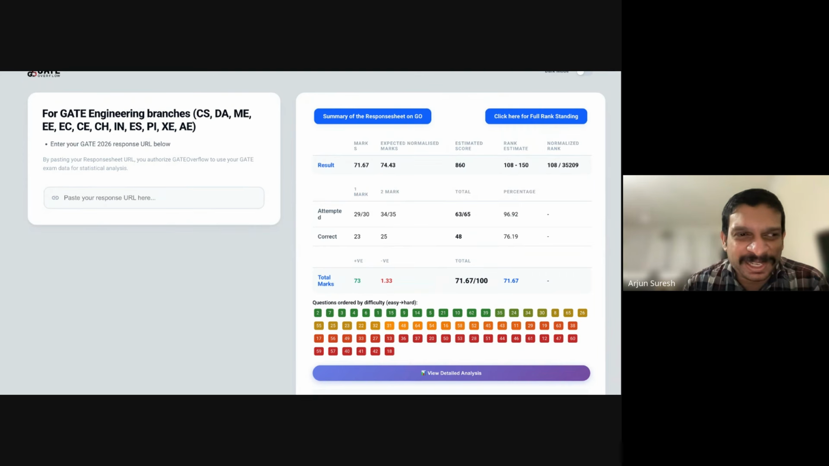So I have already put a response URL here, and you can see the data coming. The mark of the candidate is 71.67, and this is the normalized mark, the score estimate, rank estimate, and the normalized rank. I think those are pretty clear to you. And here we have the attempted data, like the attempted number of questions for each 1 mark and 2 mark.